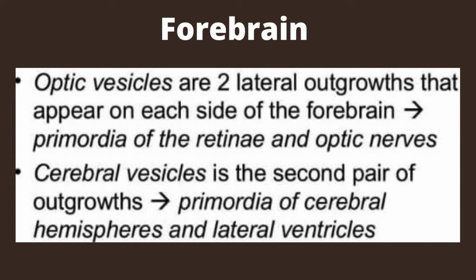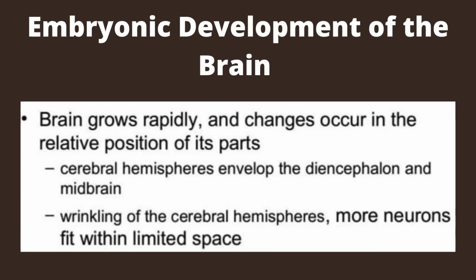Then we will talk about embryonic development of the brain. First point is, brain grows rapidly and changes occur in the relative position of its parts. Cerebral hemispheres envelop the diencephalon and midbrain. Wrinkling of the cerebral hemispheres allows more neurons to fit within limited space.